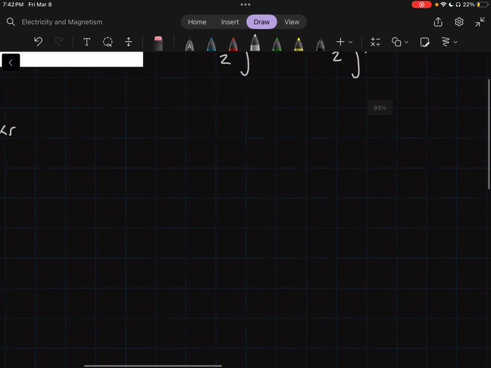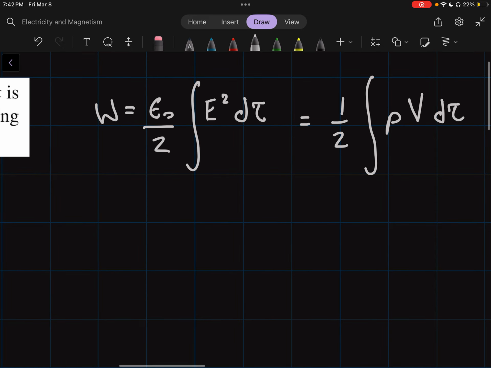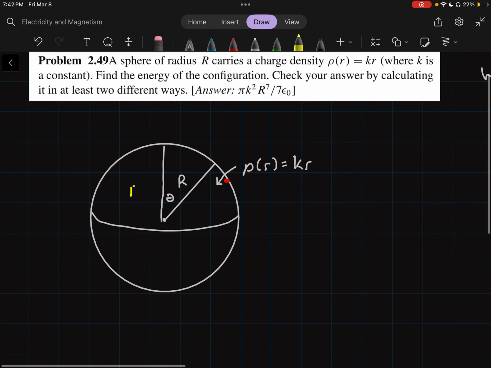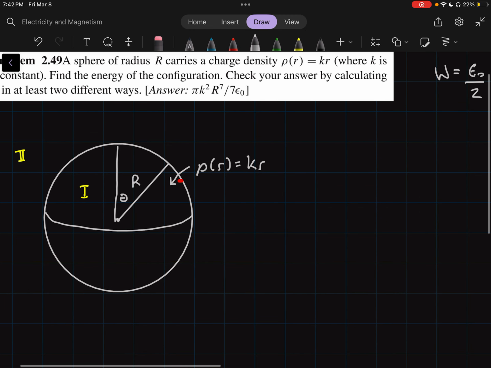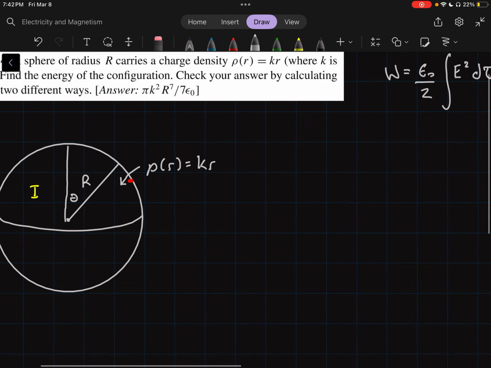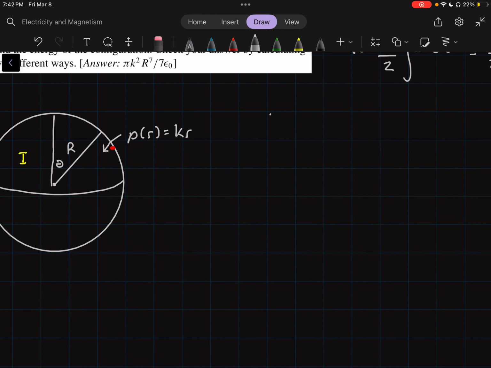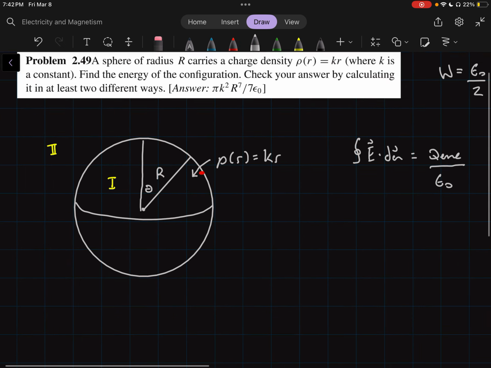So either way you do this, you're going to need to know the electric field inside and outside the sphere. So that's going to be our first job. We'll say that this is region 1 inside and region 2 is outside. To do this, we're going to use Gauss's law to find the electric field, which says the electric flux through a given area is equal to the charge enclosed divided by epsilon naught.